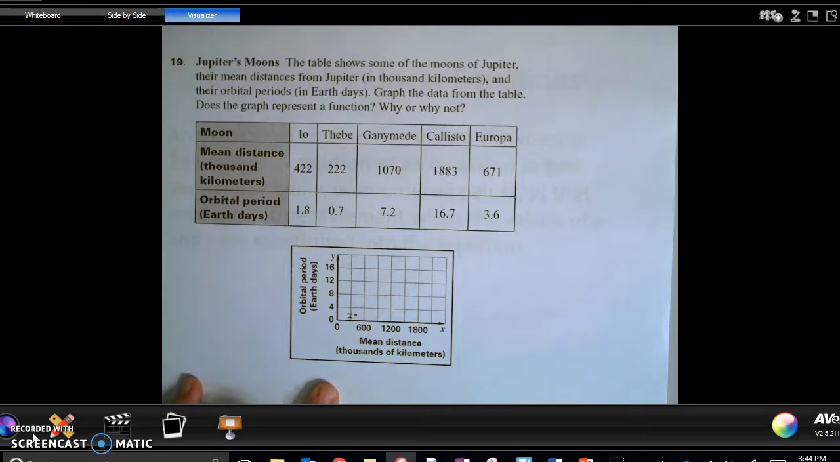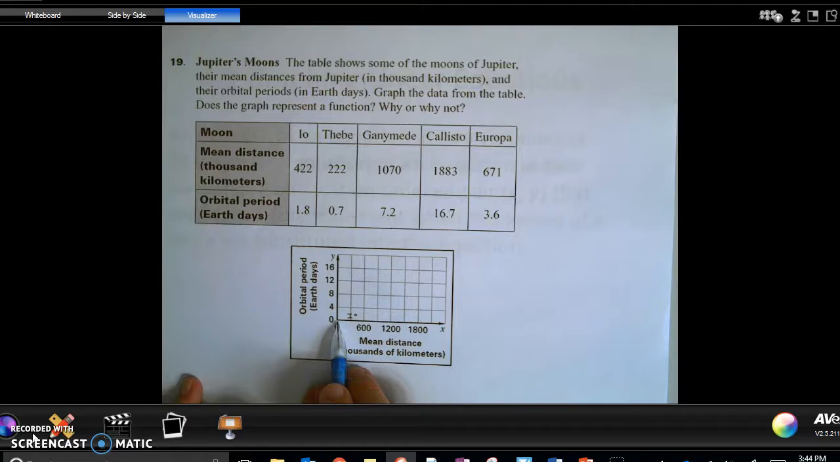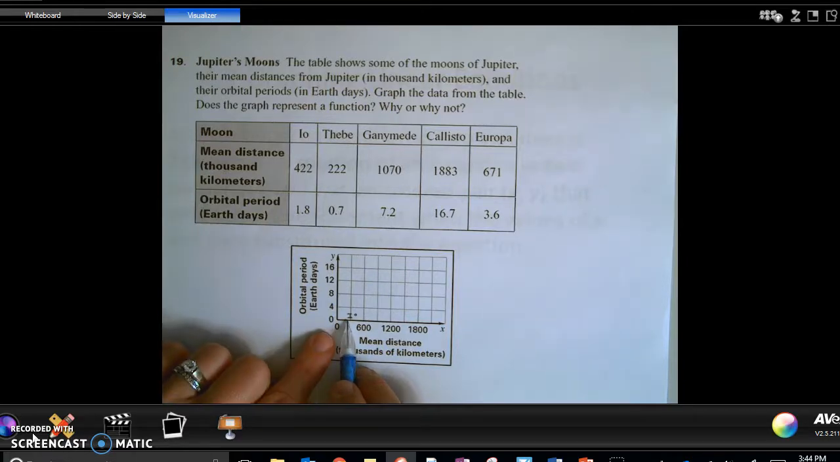So I will plot my first point here, and I might label it I to help me remember which moon this is. Okay, next I'm going to plot 222, 7/10. So I'm going to go over 222 and up 7/10. So 222 is going to be less than 300, and 7/10 is going to be even less than 1. I'm going to label this point with a T.